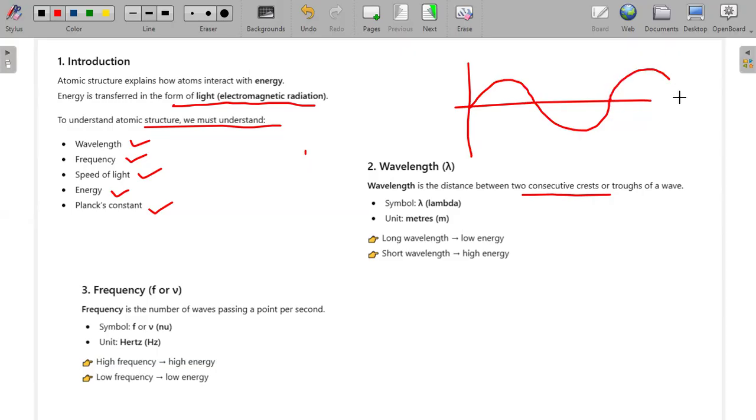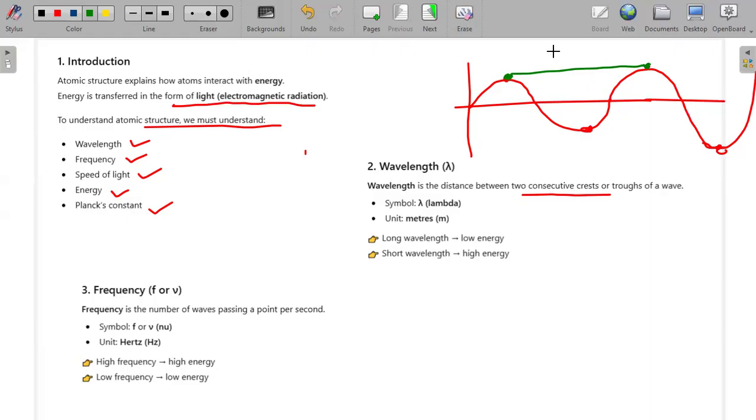So this one I can write again something like that. You can see the highest points are called the crests, and the lowest points of this wave are called the troughs. So the distance between two successive crests, or the distance between two successive troughs, is what we call the wavelength. The distance from here all the way up to there, that's what we call the wavelength.